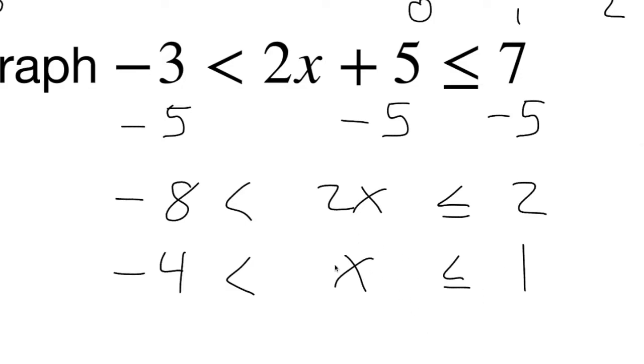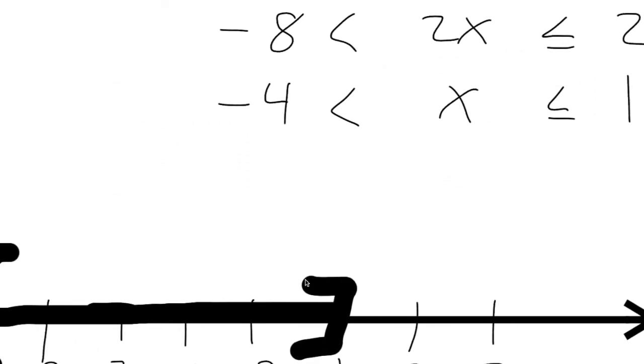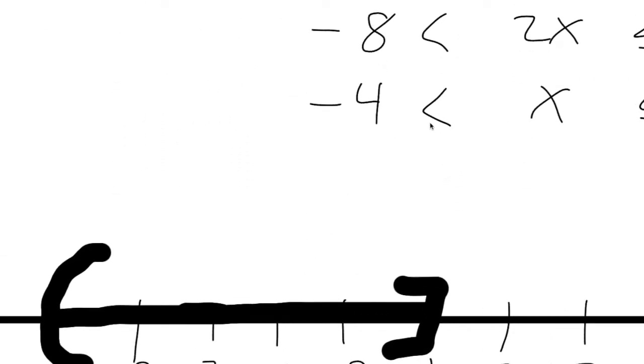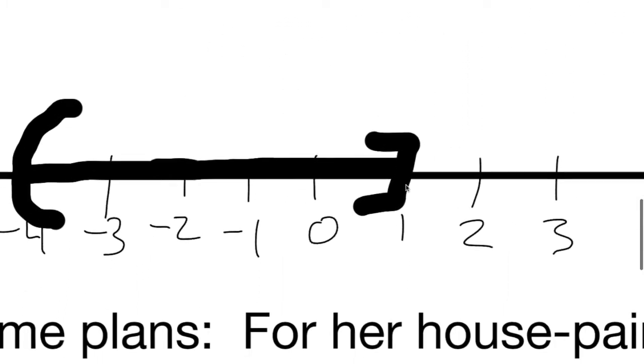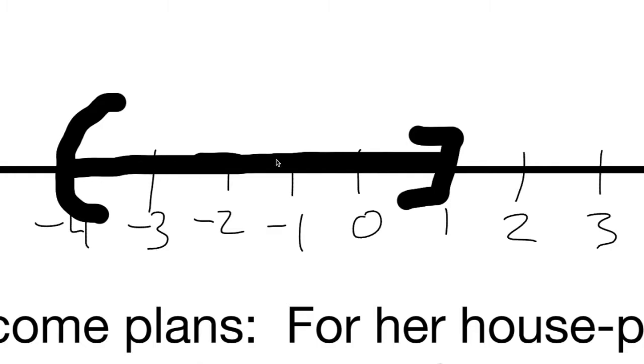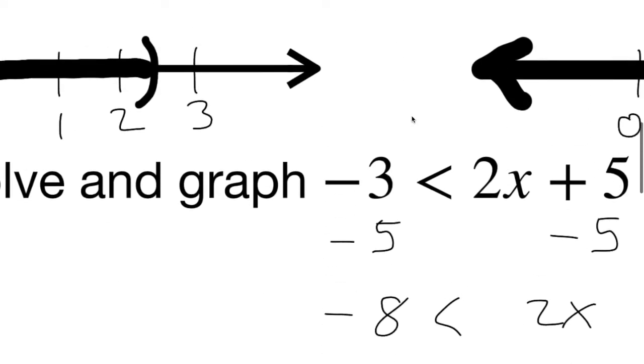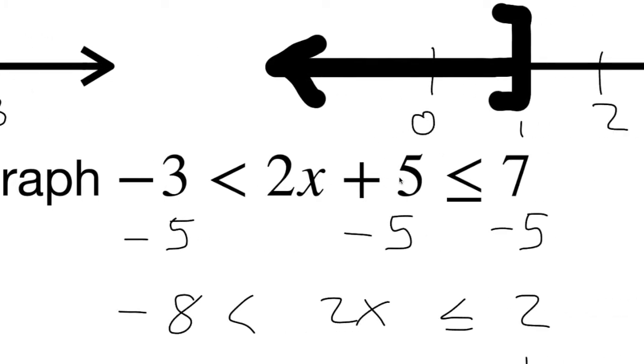So the way you graph it would look like this. Notice you would need parentheses over here, and you would need a bracket over here. But x is allowed to be any of these values in between, and even including 1. X is allowed to be 1. If x is any of those values in this original inequality, then it'll be true. That the left-hand side in the middle would be less than, the middle would be less than or equal to the right-hand side.